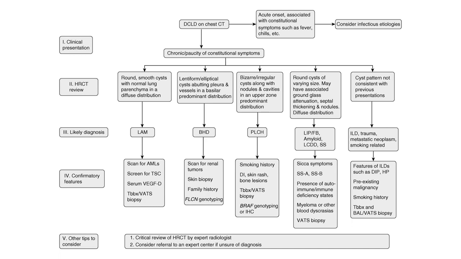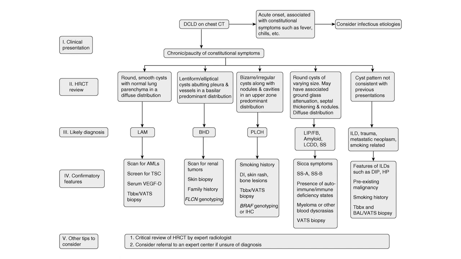Now, if on the imaging you see lentiform, elliptical cysts abutting the pleura and vessels in a basal predominant distribution, then you're going to think of Birt-Hogg-Dubé. And you're going to scan to see if they have any renal angiolipomas. If they have skin lesions, you can use a skin biopsy. You can genotype them for the folliculin gene.